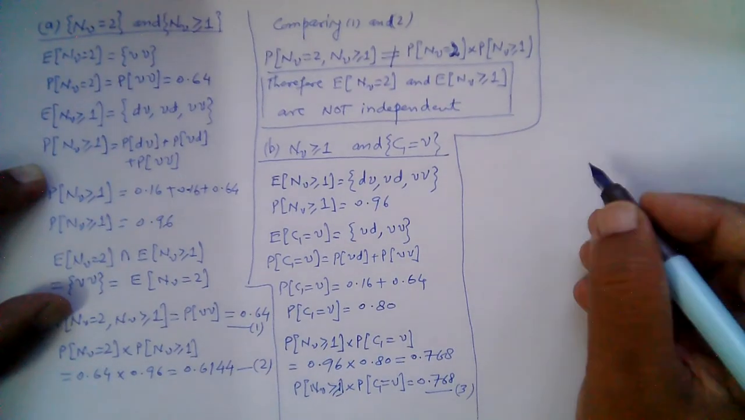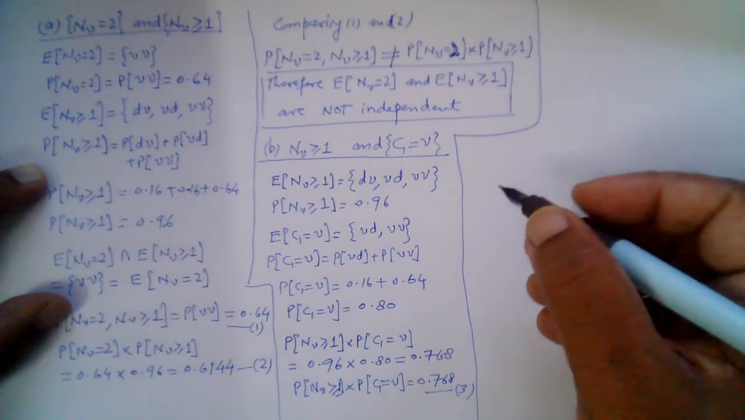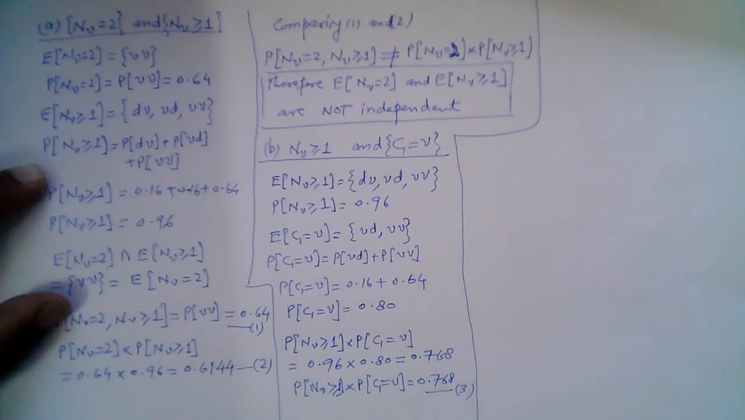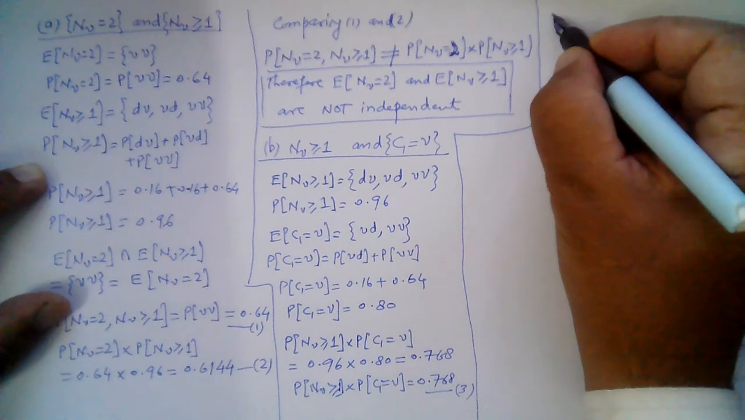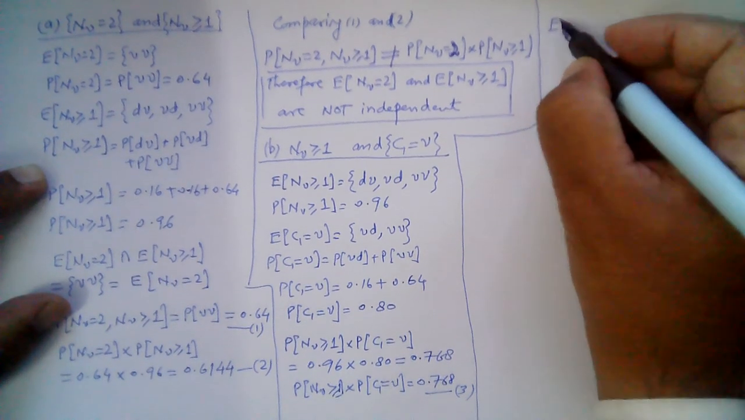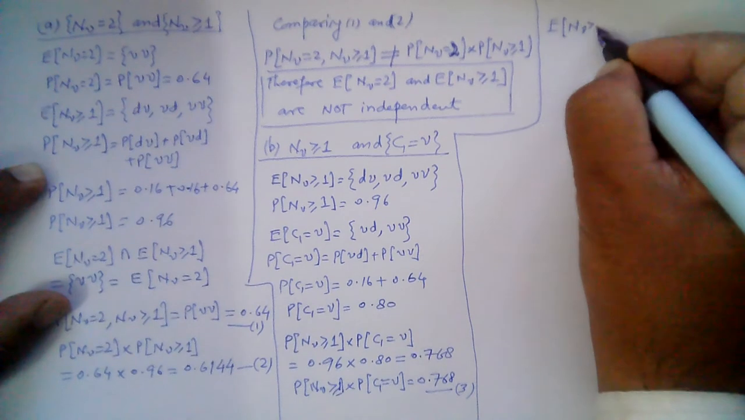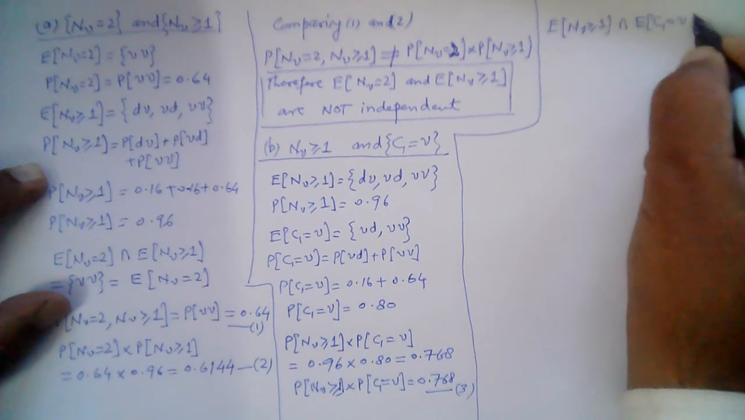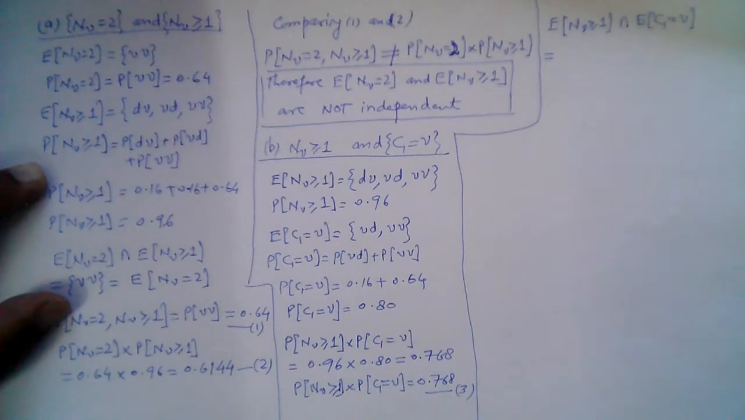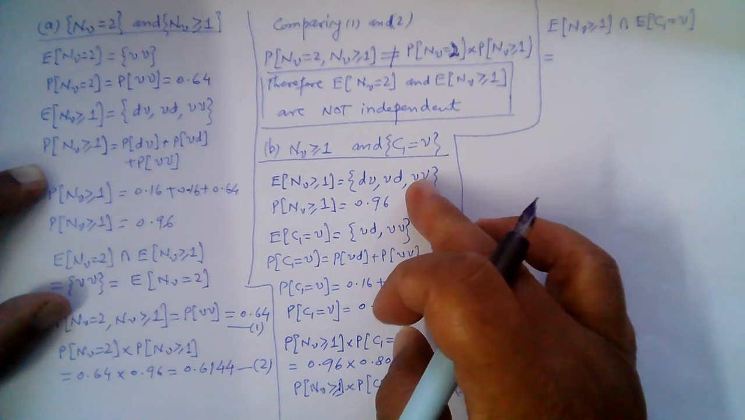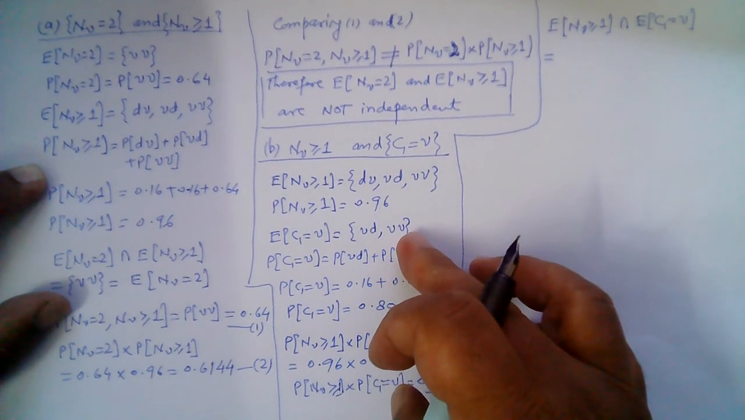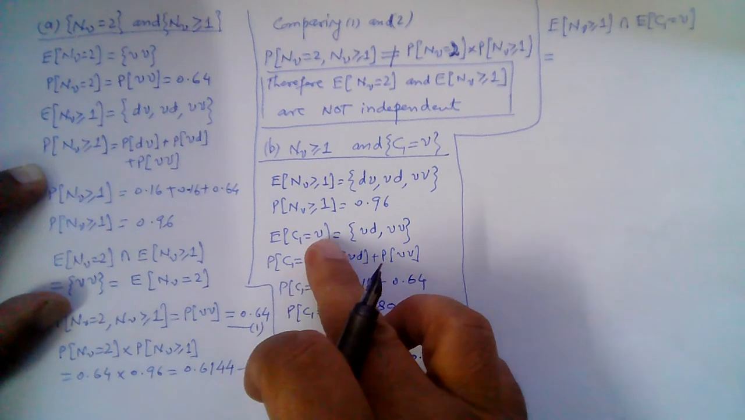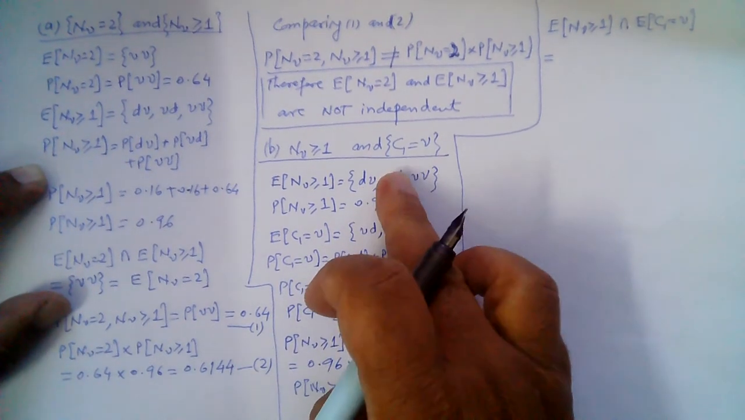Now we can find out the intersection of the two events, and then find out the probability, and then compare it with this equation number 3. So the intersection of the events NV greater than or equal to 1 with event C1 is equal to V. We see that the intersection is this event C1 is equal to V. So C1 is equal to V is a subset of this event, right?